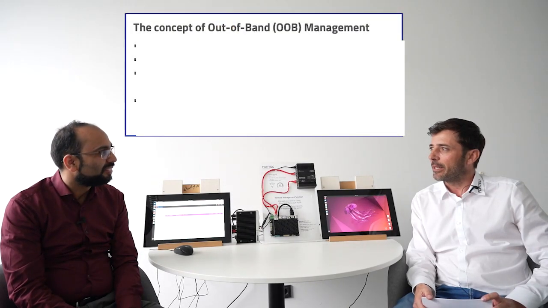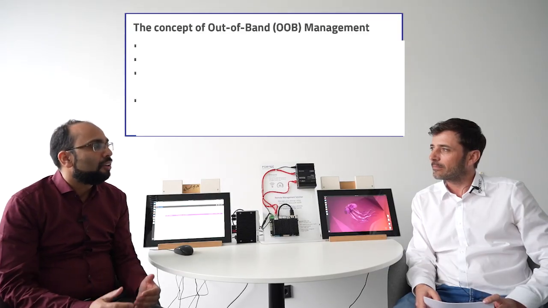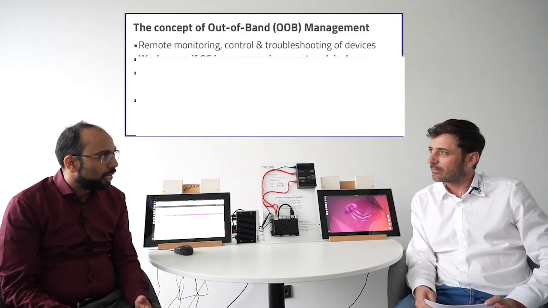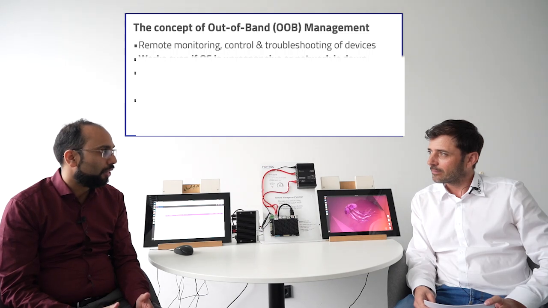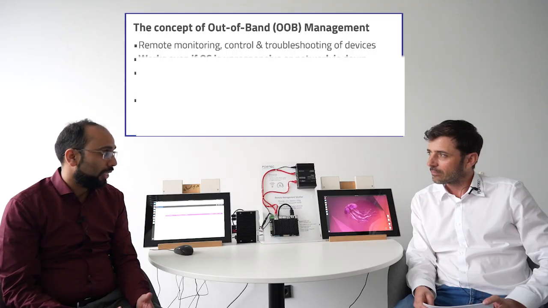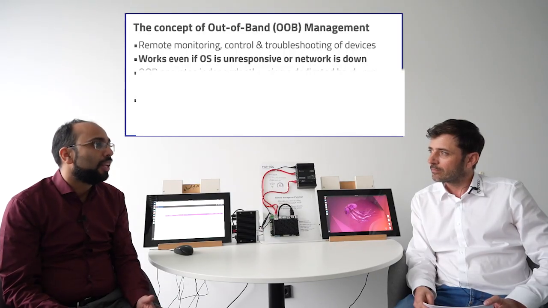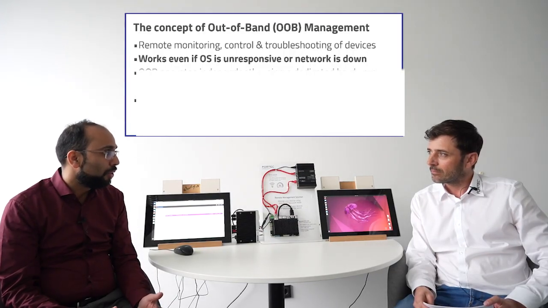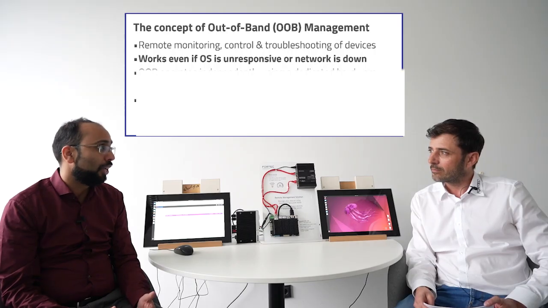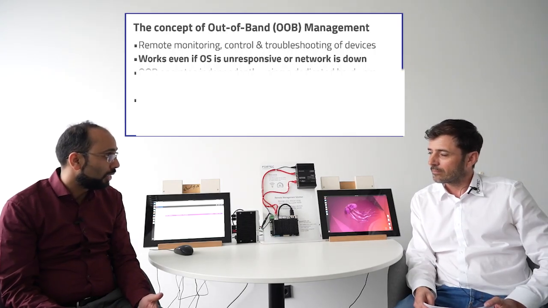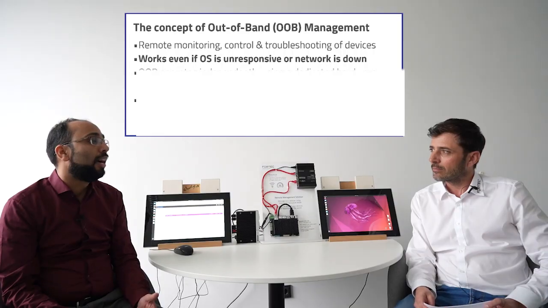To start, can you explain the concept of out-of-band management? Yes, basically out-of-band management allows IT administrators to remotely control, access and troubleshoot the edge devices even if the operating system has crashed or there is no connectivity to the device. It is a bit different from in-band management, where you need to be logged into the OS to remotely access the device and troubleshoot it.